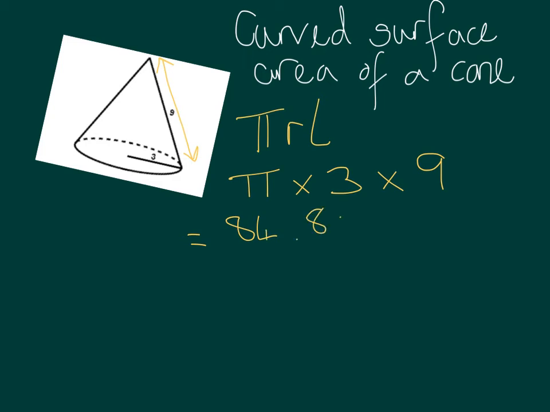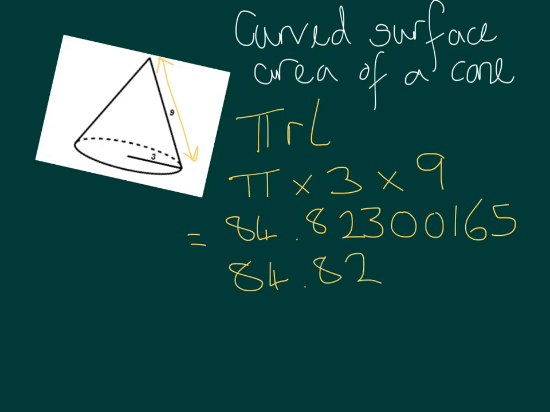And this is what you should get for that. And if you round that, you'll get 84.82 to 2 decimal places. And because it's area, it's going to be centimetres squared if this is centimetres. It doesn't tell us in this question, so always check what the units are. It could be metres, it could be kilometres. You can't assume that it's going to be centimetres.